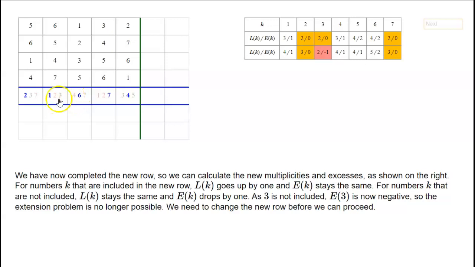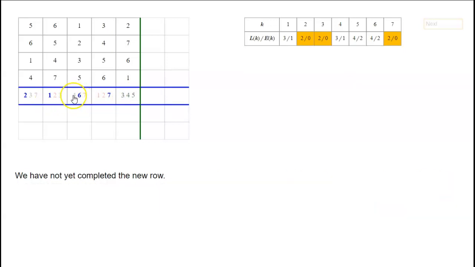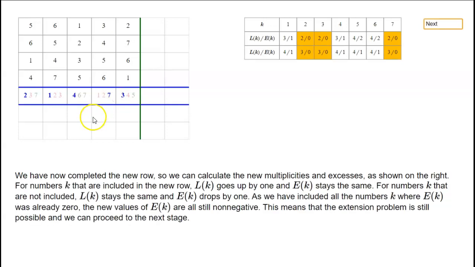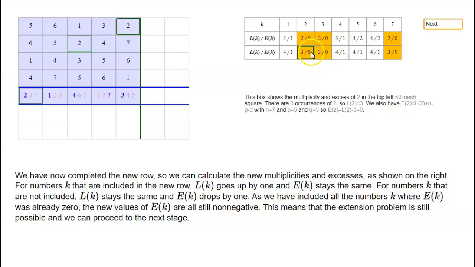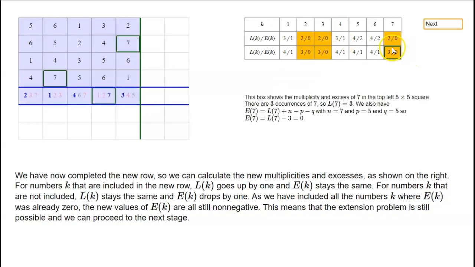So instead, we do 2, 1, 4 here, and then put in a 7 here and a 3 there. Okay, so now we've completed this new row, and the critical things that we had before, 2, 3 and 7, we've got a 2, we've got a 3, we've got a 7. So the excess for 2, 3 and 7 doesn't drop; it still stays at 0.